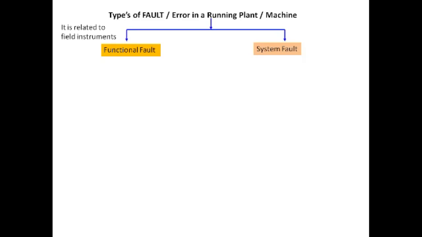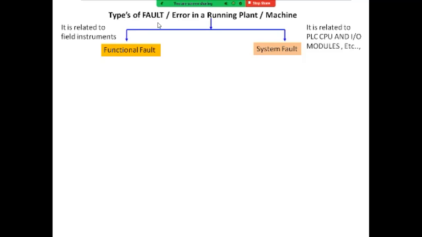then how to check that fault? That will be a difficulty. So we have to find out these errors. Where is the error, where is the fault? Whether an instrument is working or not, that also we need to discuss. Now, here we can see how to identify a functional fault. Then we have the system fault. That is related to your PLC, CPU, and IO modules, or whatever peripheral you are connecting on the system.